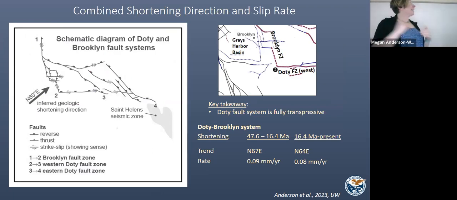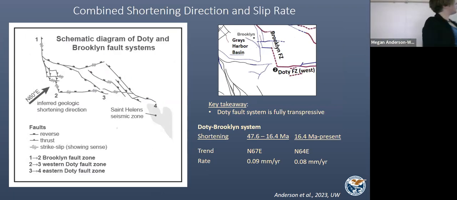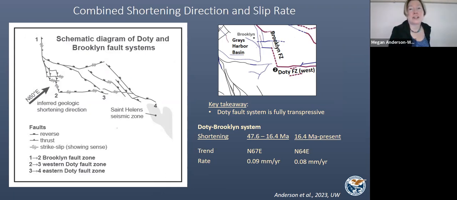And this is kind of getting to what Joan was saying. One of the things that we really honed in on and tried to understand is what happens to the Doty fault when it comes over to this corner here. And we really can see from the geophysics that most of the strain is transferred onto the Brooklyn fault zone. There's no faults hanging out over in here in the Grays Harbor Basin that can accommodate that strain.